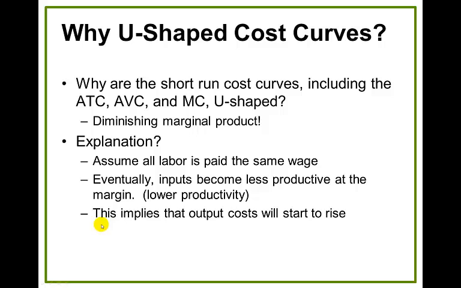So why are these cost curves U-shaped? Well, it goes back to diminishing marginal productivity. If you think about how at first when we had inputs, they were very, very productive, and then they became less and less productive, well, that has an inverse relationship to the cost that we must incur to produce one more output. So diminishing marginal productivity leads to these U-shaped cost curves.